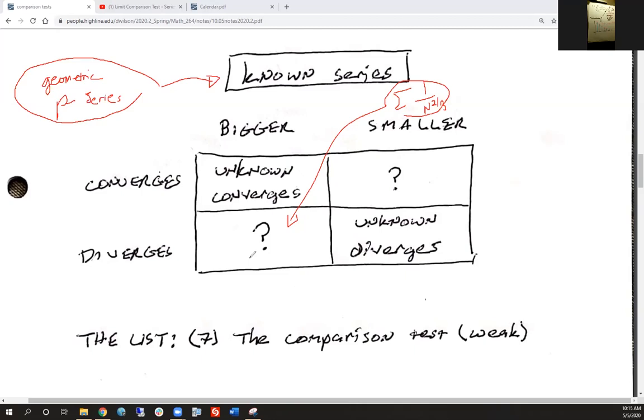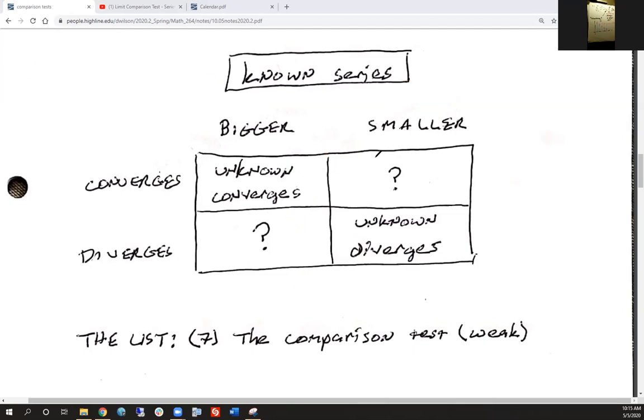Phrased another way, I think this comparison test that we're talking about now is relatively easy to understand, but I would actually suggest that you don't use it very often. I think it's not very helpful. The limit comparison test that we're about to talk about is less intuitive, but way more powerful because you don't have these inconclusive categories to worry about. Questions? Very good. All right.